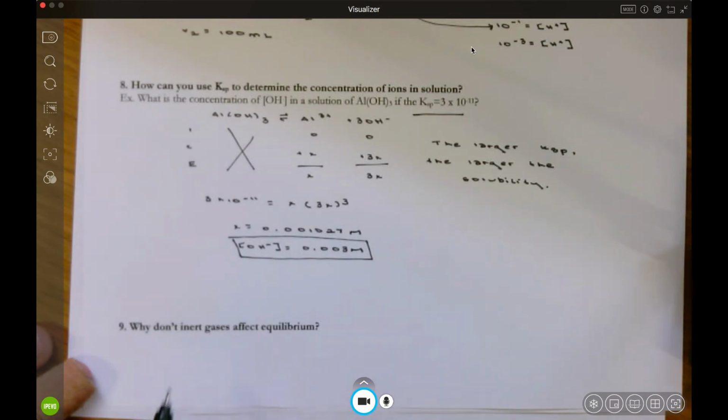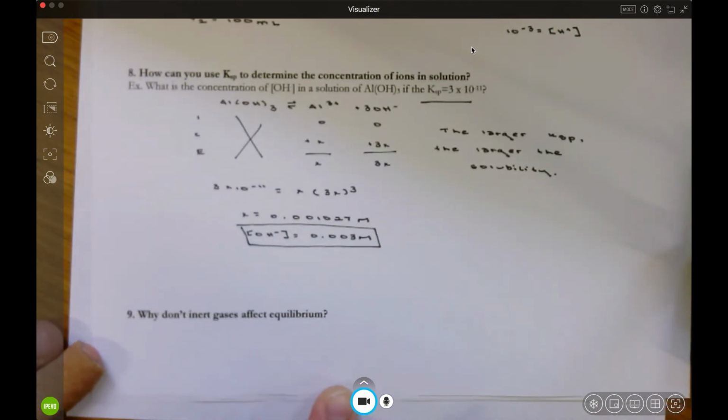Okay. Number 9, I'm just going to go through quickly. You write down your notes, but I'm not going to write anything. Why don't inert gases affect equilibrium? We're assuming when we're adding an inert gas, number one, we're assuming it's not going to change the pressure at all because you're not adding enough to actually affect pressure.